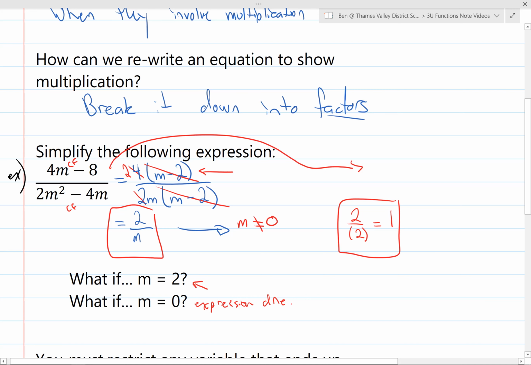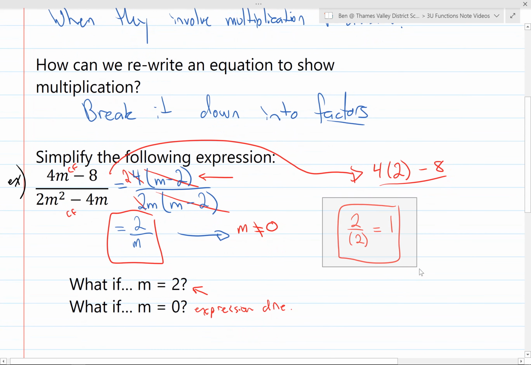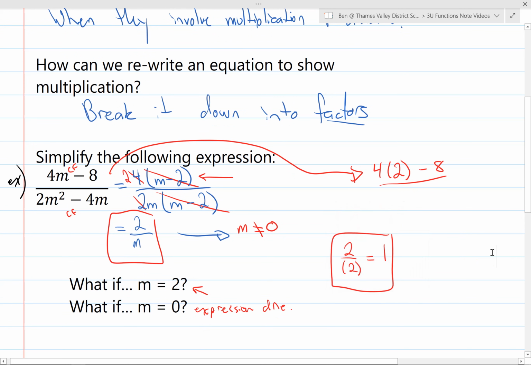So let's try taking a look at it from the beginning, where we were working with 4 times m. So now we're going to use 2: 4 times 2 minus 8, all divided by 2 times 2 now, squared minus 4 times 2. Okay, well that's 8 minus 8 in my numerator. In my denominator, that's going to be also 8 minus 8, which equals 0 divided by 0. Uh-oh, I don't know what that is. And if I put that into my calculator, it doesn't know what that is either, because that does not exist, because I'm not allowed to divide by 0.